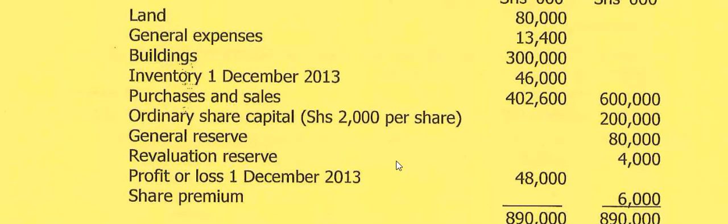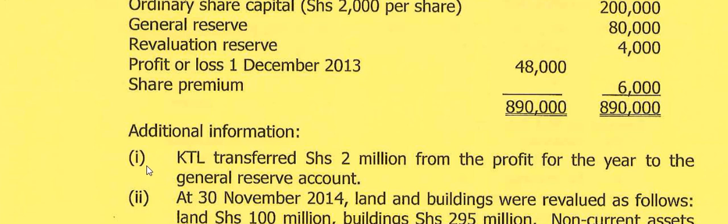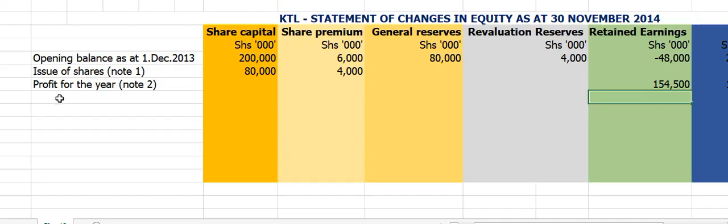Now, the other thing, when it comes to the statement of changes in equity, you'll see that the company has general reserves. Then at times there will be a transfer to be made from the retained earnings to general reserves. Let us try to look at that. Note 1, KTL transferred shillings 2 million from the profit for the year to the general reserves account. So you have to transfer from your retained earnings column now to the general reserves column. That is a 2 million. Transfer from profits for the year to general reserves. So let's work out that also.